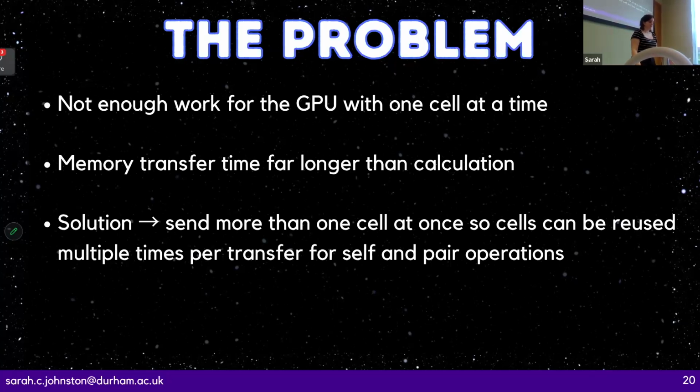So the solution that we came up with was, well, we need to give it more work, which means somehow we need to send it more data, but manage to get more work out of that data without the memory transfer going so high that we're just completely overruling ourselves. So the idea was, let's send more than one cell at a time. But that means we can reuse all the cells that we send as many times as possible. So let's run, say, a set of 4 cells, and we're going to give those 4 cells over. We run 4 self-operations on them, and we run every possible pair combination on them. And that is kind of how we're going to work it.